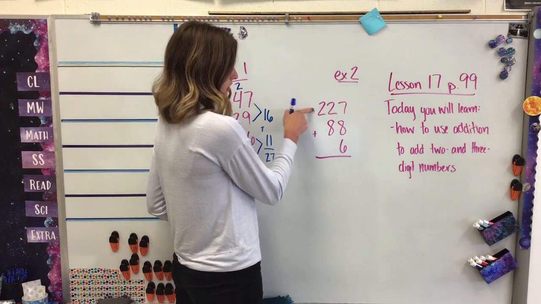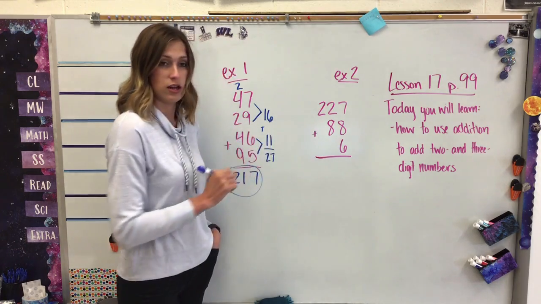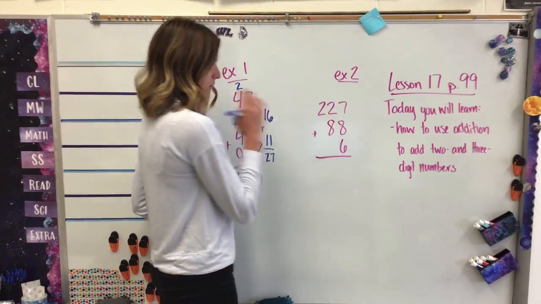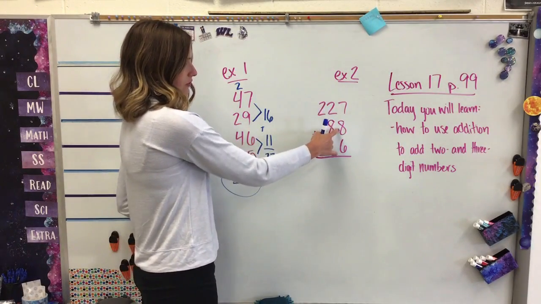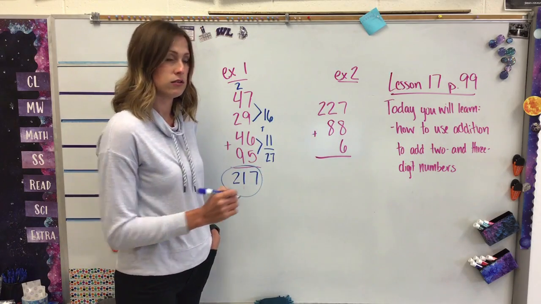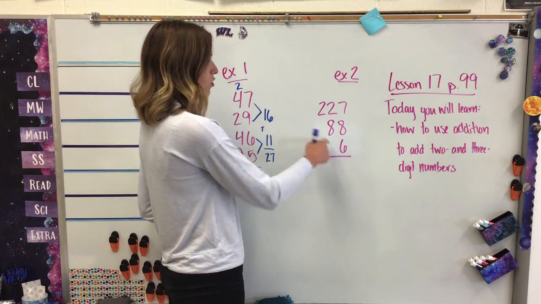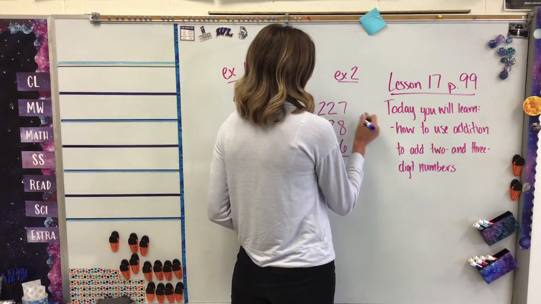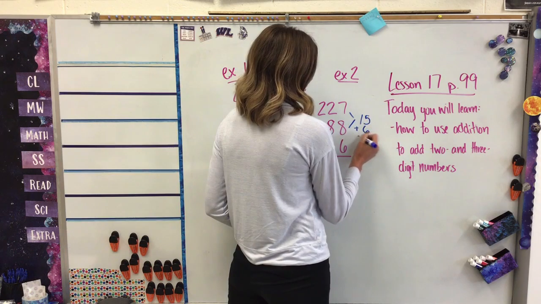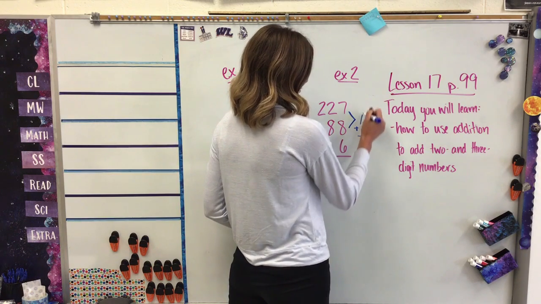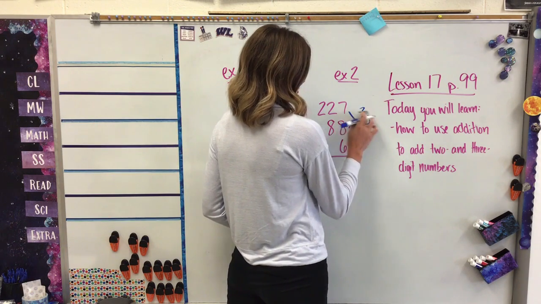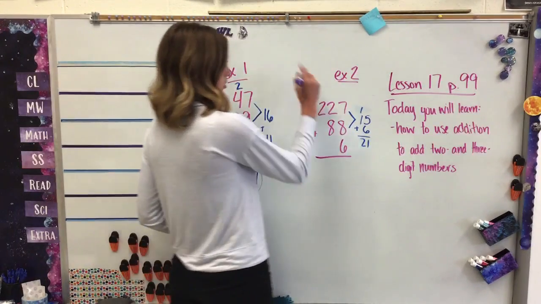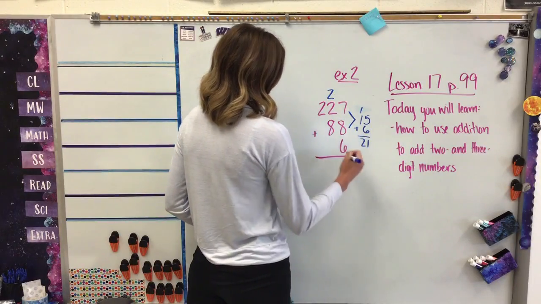Example 2, I've got a 3-digit number, a 2-digit number, and a 1-digit number. Notice that they're all lined up, starting with the 1s digit. All right? 7 plus 8 is 15. 7 plus 8, 15, plus 6 more gives me 21. If I don't know that off the top of my head, I can always do 15 plus 6 more gives me 21. All right, 2 goes up, 1 comes down.